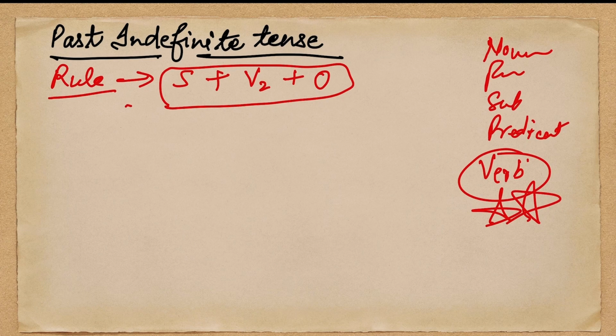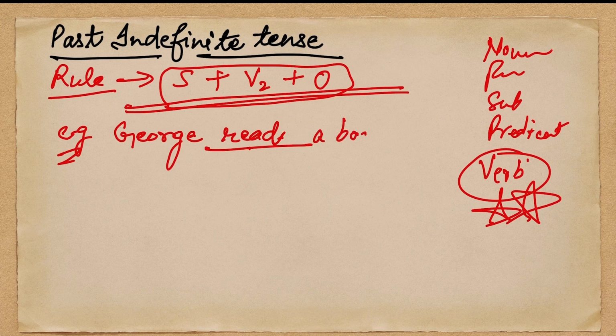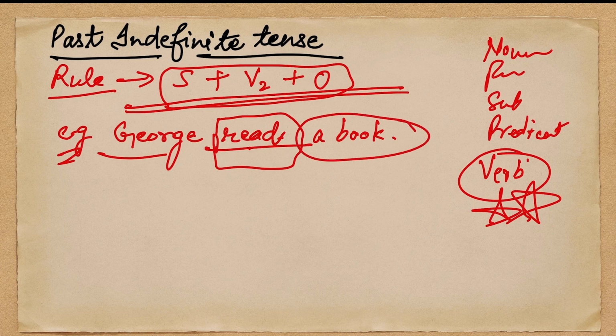I have told you the rule. So now taking an example, George read a book. Actually it is pronounced as red. So this is our past tense. This is the subject, this is the verb, second form of verb, and this is our object.